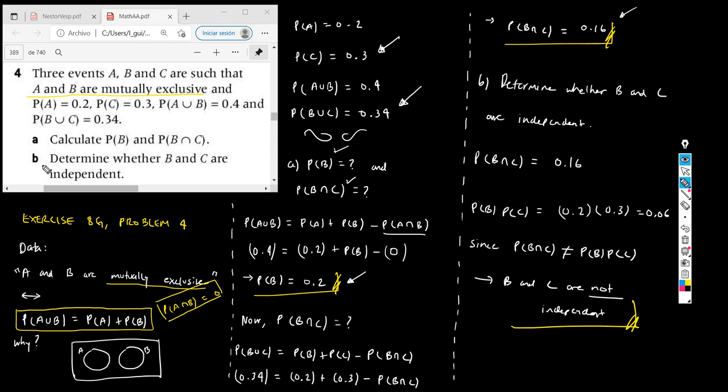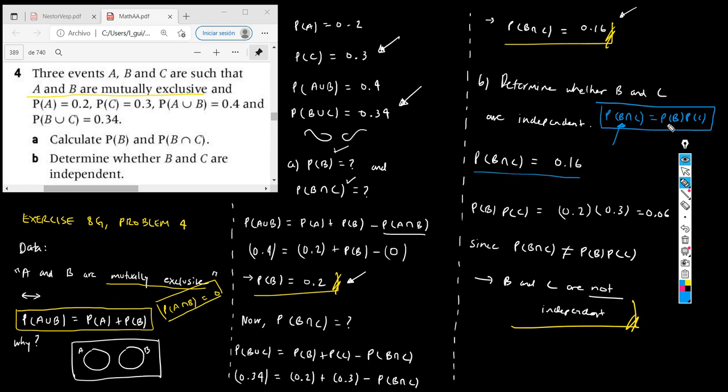Okay, now question B, determine whether B and C are independent. In order to determine whether two events are independent, remember, I'm going to do that in blue over here. If B and C are independent, we must have necessarily this. If they are independent, this must be true. And if this is not true, then that means that B and C are not independent. So let's calculate this.